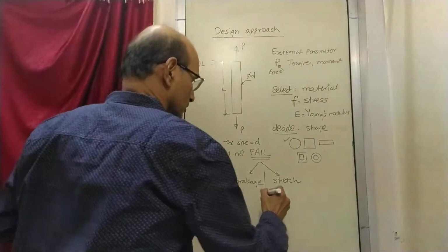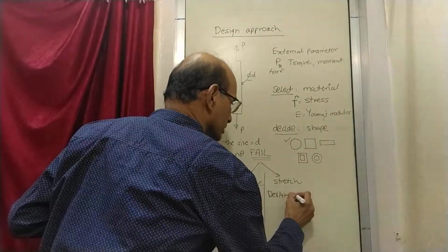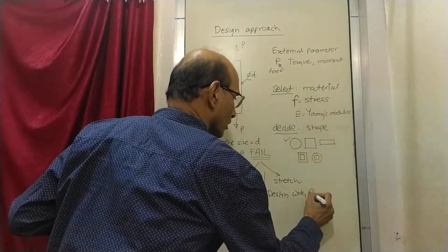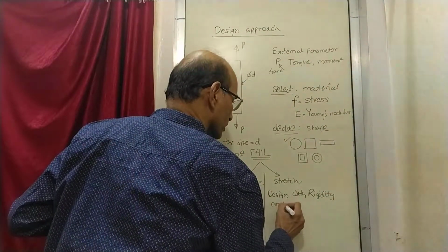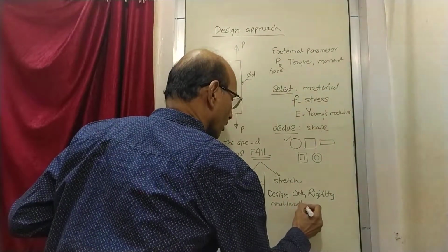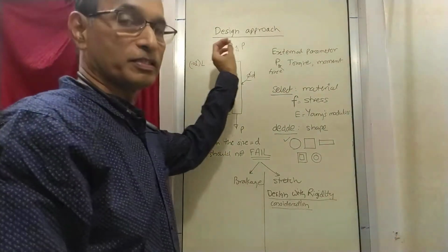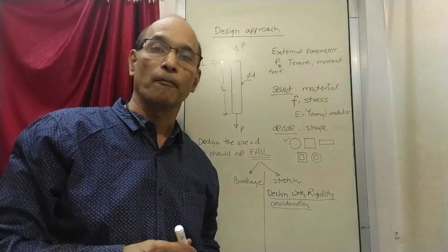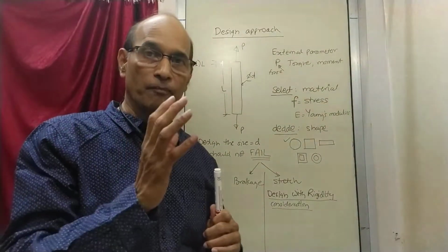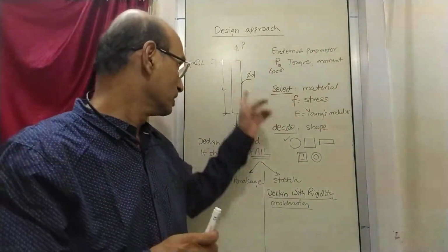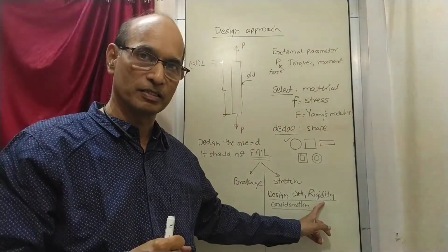This is called design with rigidity consideration. Now this property, that it should not stretch beyond a certain limit, is talking about rigidity. That means you are trying to give importance to the rigidity. So here the design is made with the criteria of rigidity consideration.